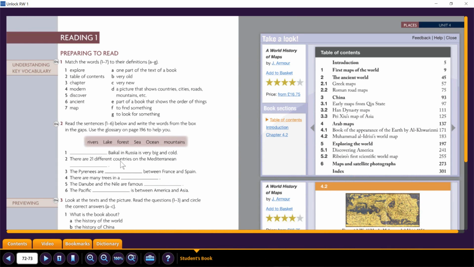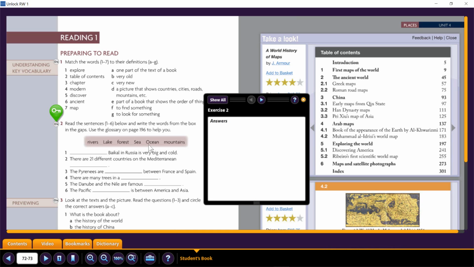So, since we decode the meaning of these terms, now, ladies, please take 2 to 4 minutes to read the sentences and write the correct answers in the gaps. Please use the glossary on page number 196 to help you if you want. And please come back again to check your answers.